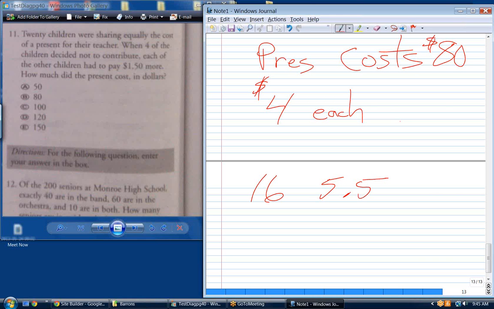Right? Yes. Does that make sense? Is 16 times $5.50 equal to $80? No, it's too much. Okay? So since it's too much, we probably need a lower number. I mean, we're not 100% sure, but it sure looks that way to me. And in a lot of these problems, you're always going to know whether you need to go lower or higher.